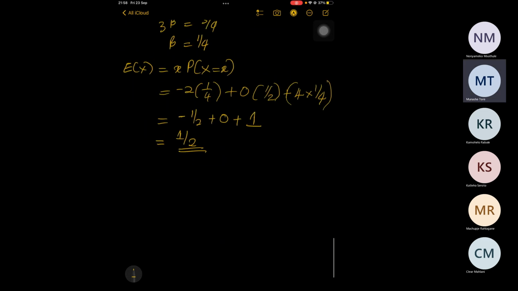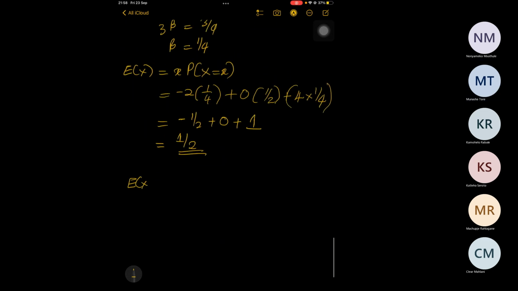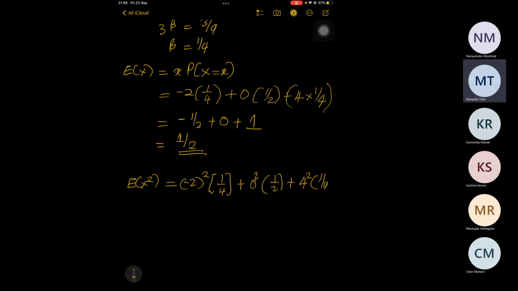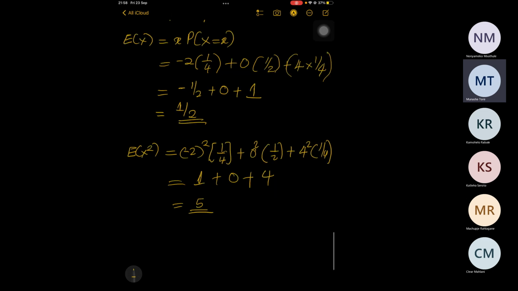Then how do we calculate E of x squared? E of x squared is going to be -2 squared times the probability 1/4, plus 0 squared times the probability 1/2, plus 4 squared times the probability 1/4. So negative 2 squared is 4, times a quarter, which is 1, plus 0, plus 4 squared, which is 16, divided by 4, which is 4. So E of x squared is going to be 5.